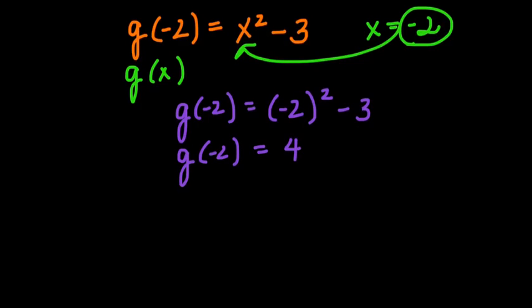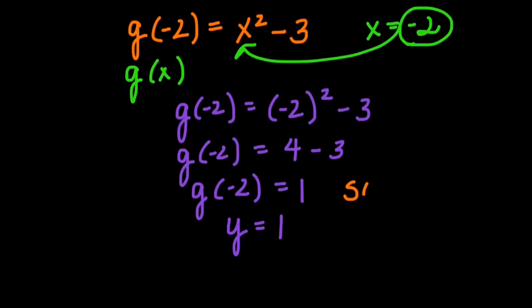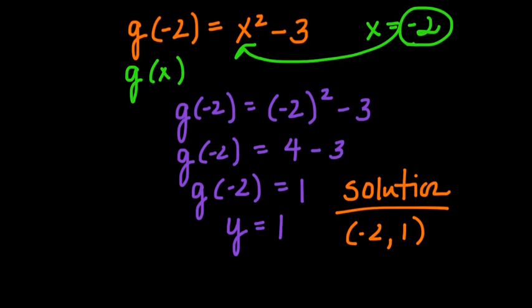That's a positive 4, because negative 2 times negative 2, which is what negative 2 squared means, gives me a positive. And then we're going to bring down that minus 3 there. So now we have g of negative 2 equals 4 minus 3, which is 1. So ultimately, the solution here, we're going to have y equals 1. And for my coordinate, my actual solution, I could rewrite this when the x was negative 2, the y value was 1. Okay, so that would be the final answer there.